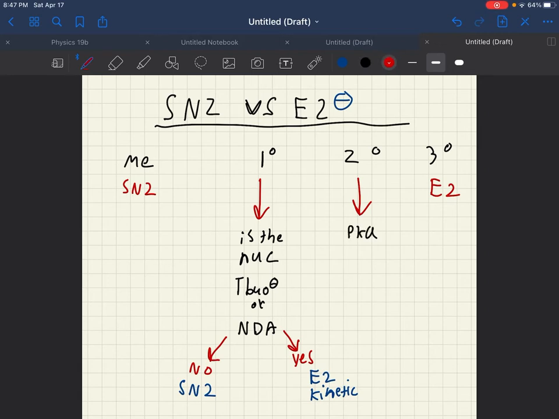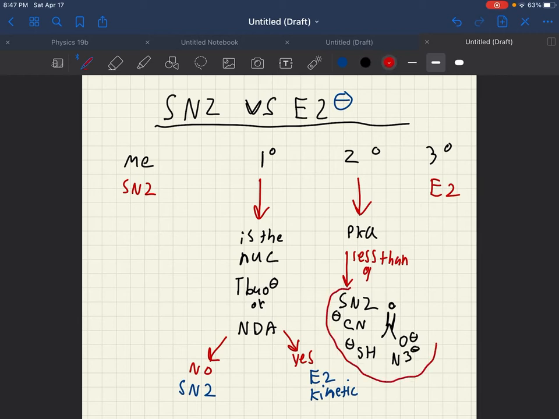And now then, if we're at a secondary carbocation, the first thing to ask is the pKa. So what's the pKa of this thing? If it's less than 9, it's going to be SN2. Some examples of that would be CN minus, this, or something that looks like this. So these would be great examples of nucleophiles that are less than 9.